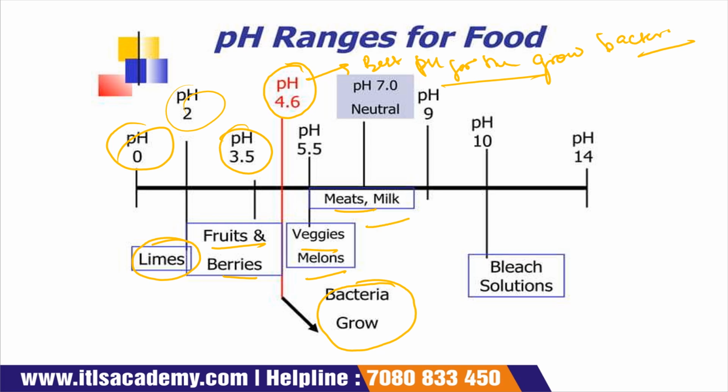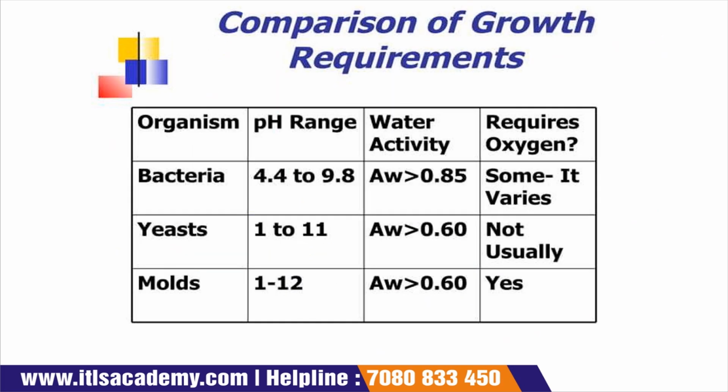pH 9 is also for meat and milk, pH 10 is for a bleach solution, and pH 14 is for nothing. So this is the pH range for different food products. Now, comparison of the bacteria requirement.